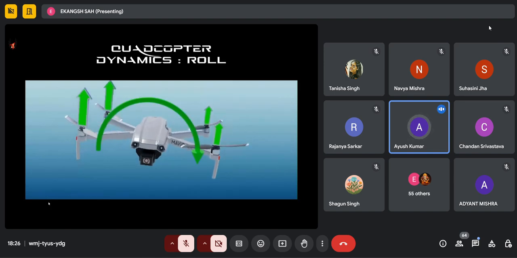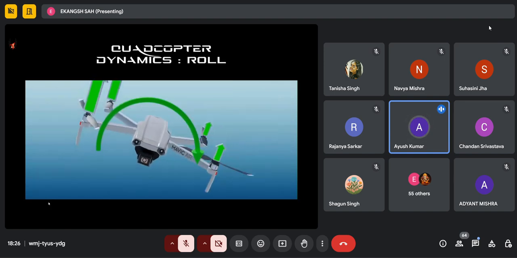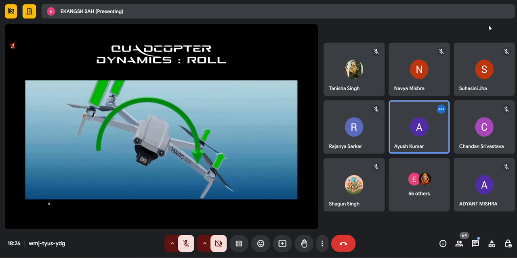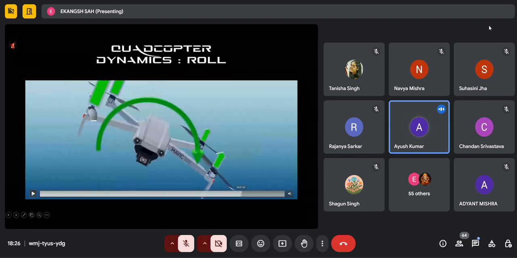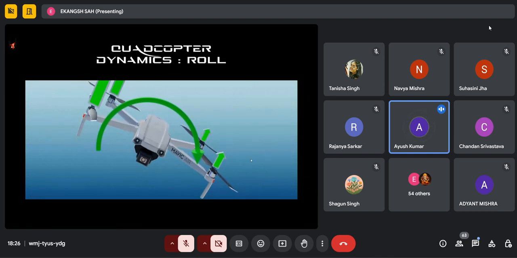Now the roll motion means the sidewise motion of the aircraft. In this, the two left motors are moving at a higher speed while the right ones are moving at a lower speed. So the left ones are moving at higher speed, so they will generate more thrust and tilt the quadcopter to the right side, which will eventually lead to its roll motion. Next slide.